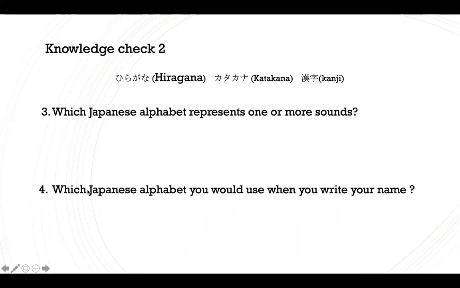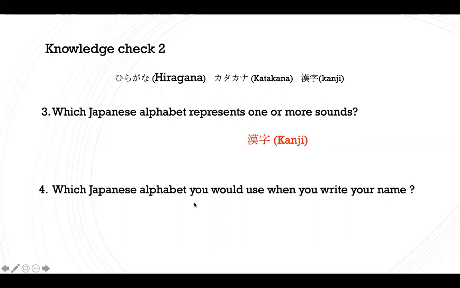The next question is, which Japanese alphabet represents one or more sounds? Either hiragana, katakana, or kanji. Hiragana and katakana represent only one sound, but kanji sometimes represent more than two.